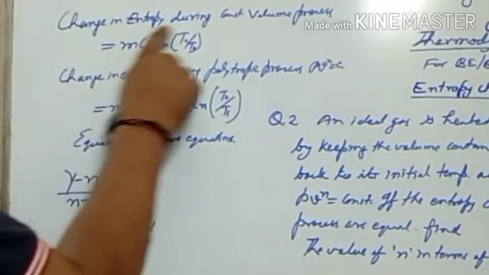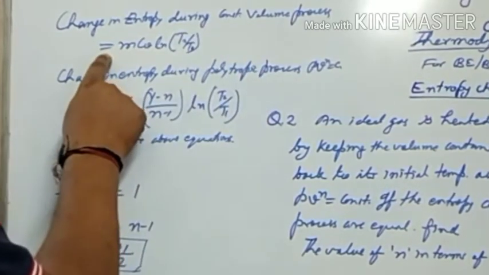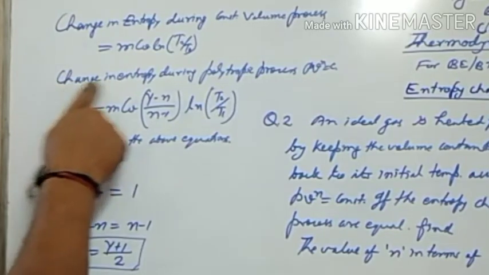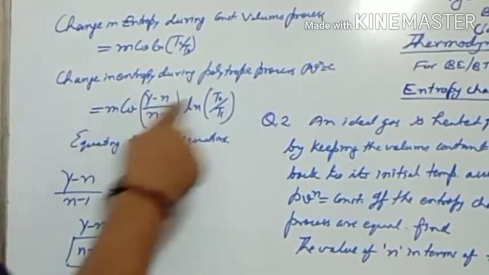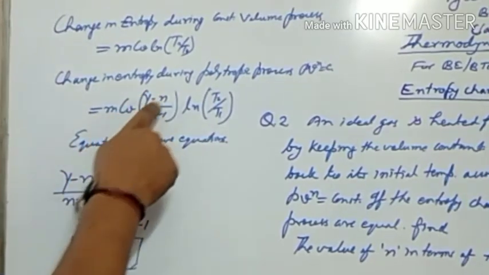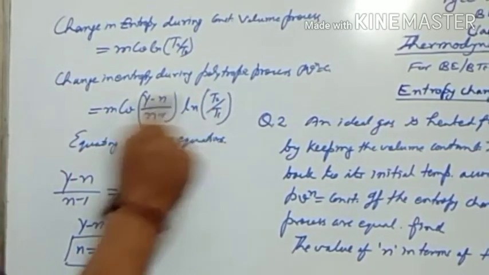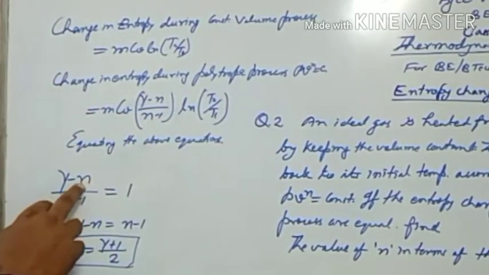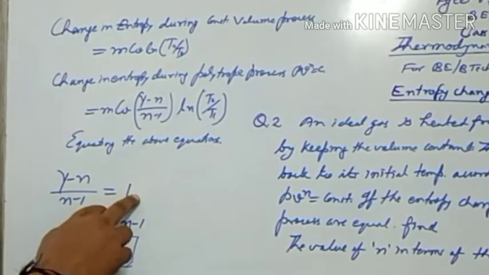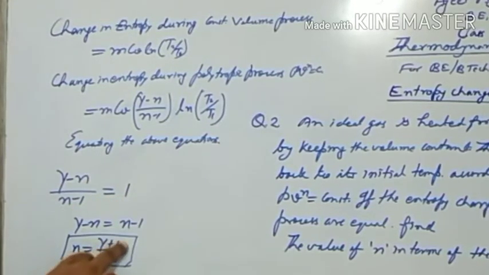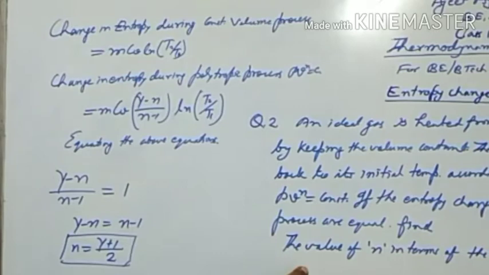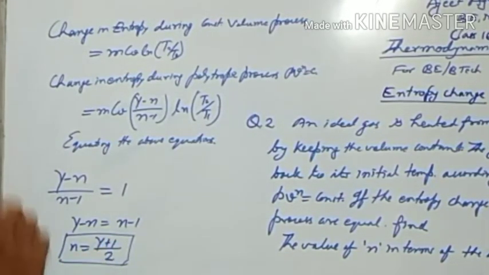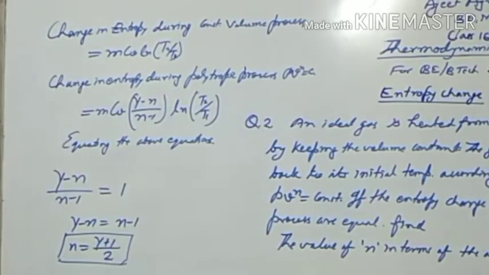Here the change in entropy during the constant volume process is mCv log of T2 upon T1, and the change in entropy during the polytropic process is mCv (gamma minus n) upon (n minus 1) log of T2 upon T1. So we'll equate these two entropy changes. It will come gamma minus 1 upon n minus 1 equals 1, or n equals (gamma plus 1) by 2. That means the value of n in terms of adiabatic index will be (gamma plus 1) by 2. So this is a very simple question.